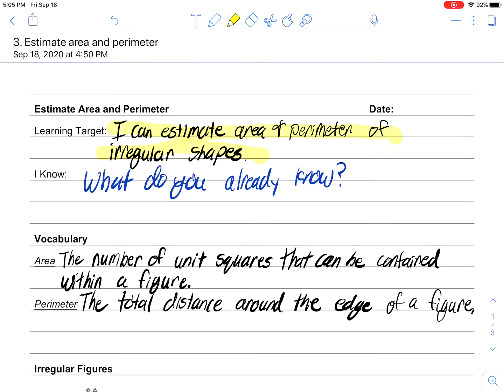So maybe you say, I know how to find the area of a square, or I know how to find the area and perimeter of a rectangle. So this is where you write what you already know. I can't write that down for you.